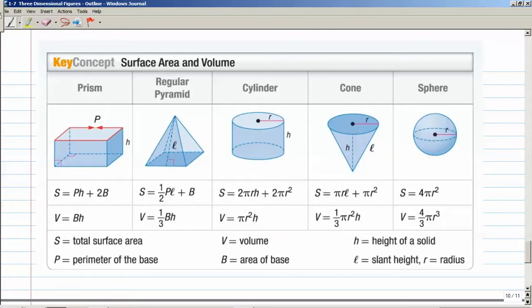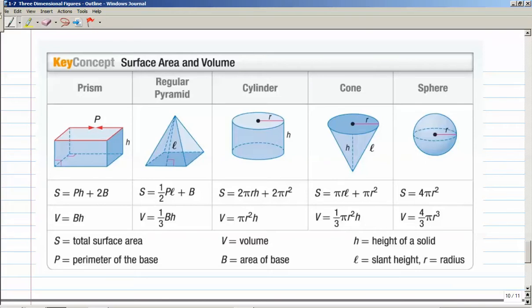And notice we have this letter here, L. L refers to the slant height, and that is the height of any one of the triangular faces. So it's actually on the surface of the pyramid. So it's the height of that triangle right there.